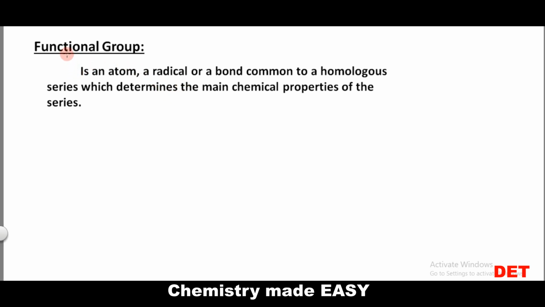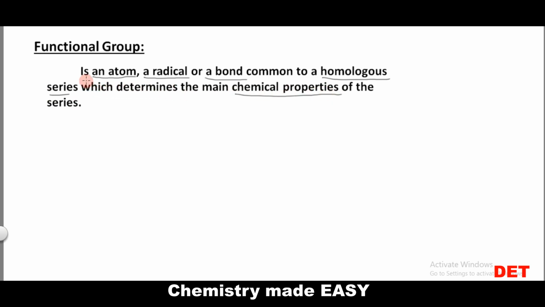Alright, so here in this video, we're going to look at functional group. So what is a functional group? A functional group is an atom, a radical, or a bond common to a homologous series, which determines the main chemical properties of the series.